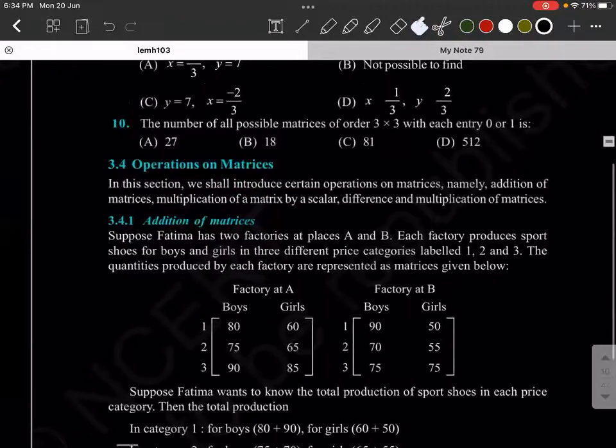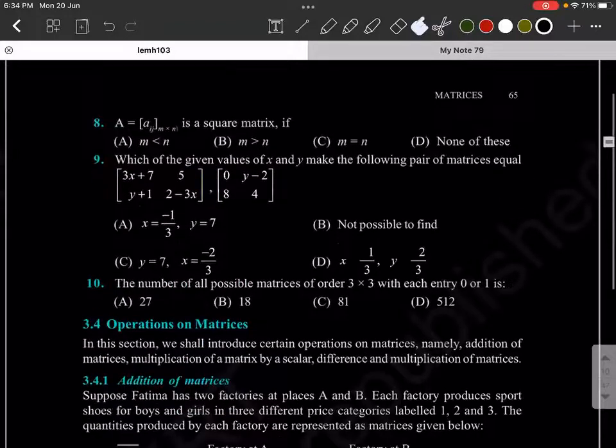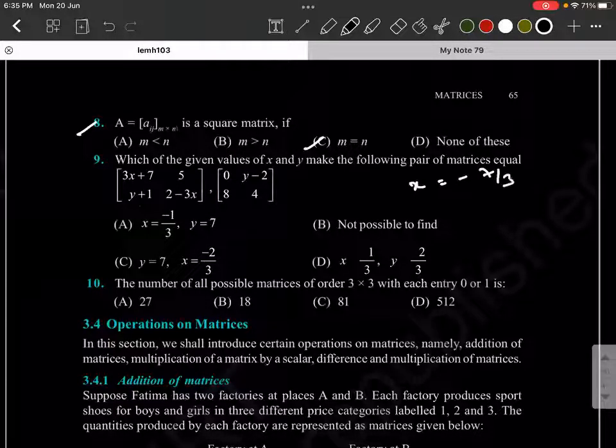Next. Oh, you have a few more problems. What about 8? Square matrix M should be equal to N. Which of the given values of x and y make the following pair of matrices equal? So x will be equal to minus 7 by 3 and y should be equal to 7. No option.